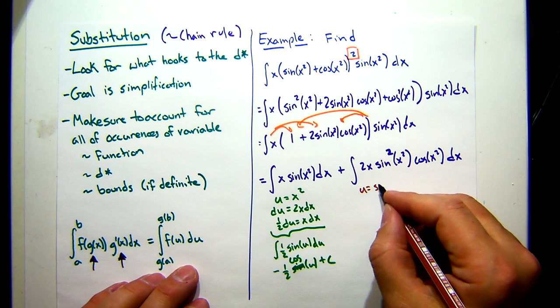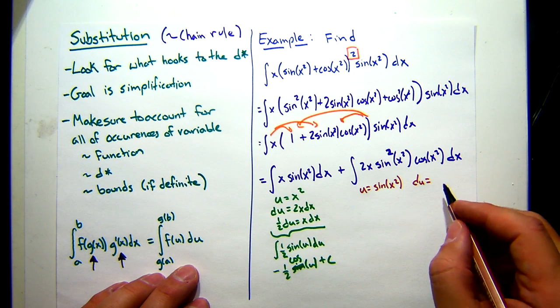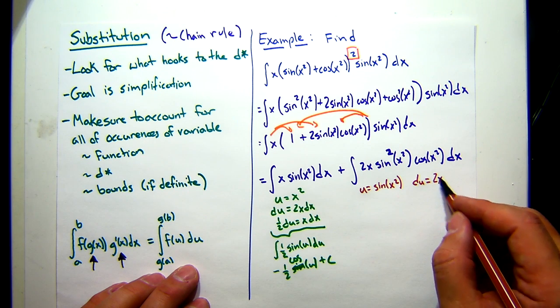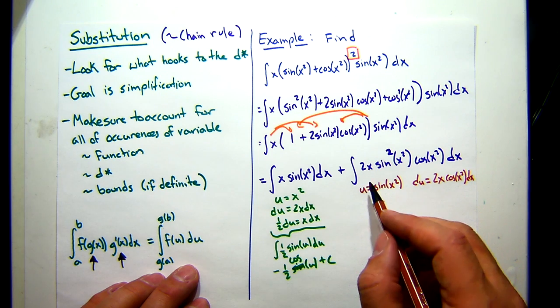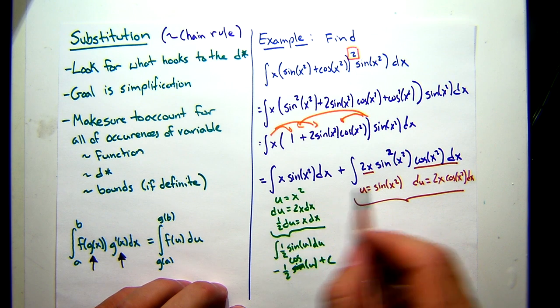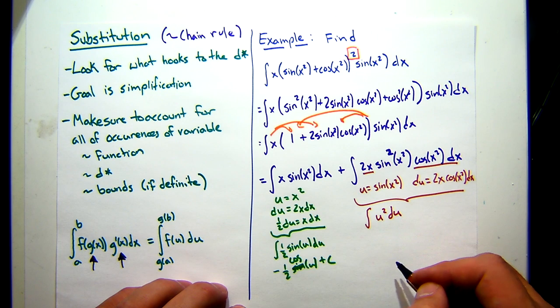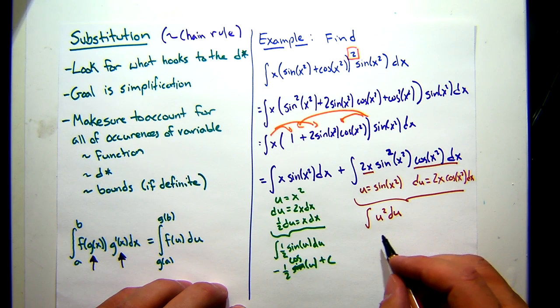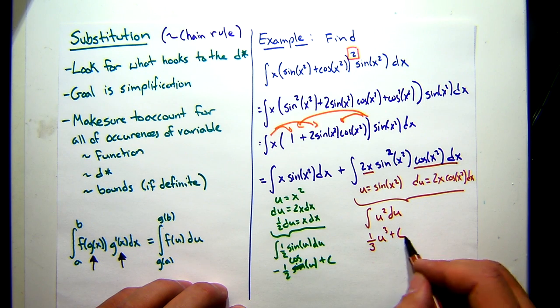So u is equal to sine of x squared. What would du become? 2x cosine x squared dx. And check it out. I have a 2x cosine x squared dx. So this integral with this substitution, which notice is a different substitution, becomes the integral of u squared du. Well, what's the integral of u squared du? One-third u cubed. Then there's a constant c.